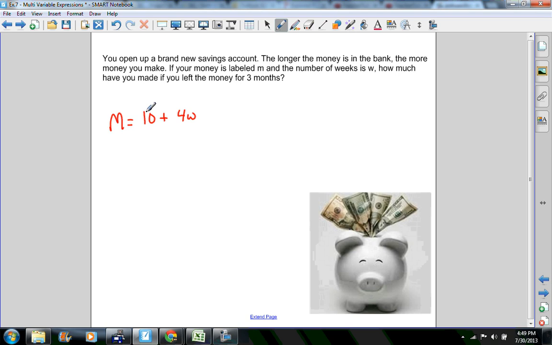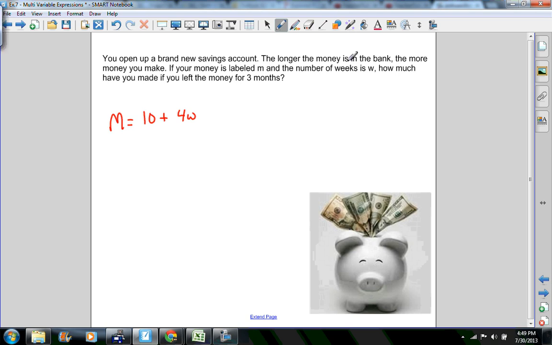You open up a brand new savings account. The longer the money is in the bank, the more money you make, which is normal for any savings account. If your money is labeled M and the number of weeks is W, how much have you made if you left your money in for 3 months? And I hope that you look at this problem.